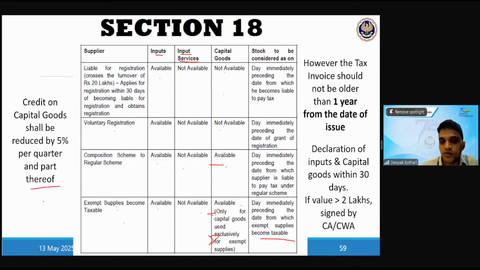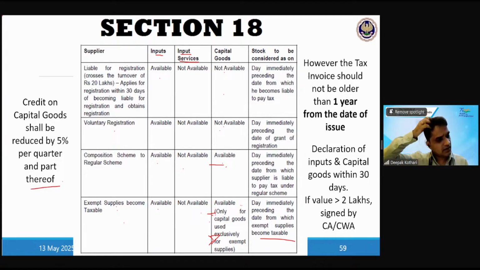And declaration of inputs. The third condition is you have to make a declaration once you move from exempted to regular and from composition to regular. You have to make a declaration, and in the declaration, you have to give the details of inputs and capital goods within 30 days after you move. The details of the stock you are taking credit on should be given. And if the value is more than 2 lakhs, then as a CA and a CWA we have the opportunity to certify it; only then will the credit be given. Right, there is an opportunity for us there.